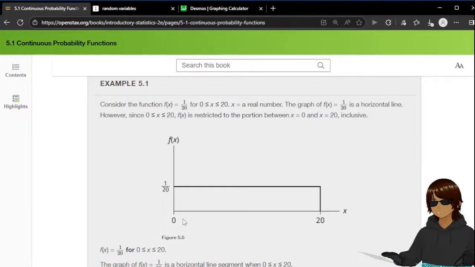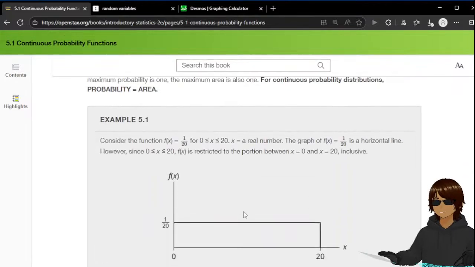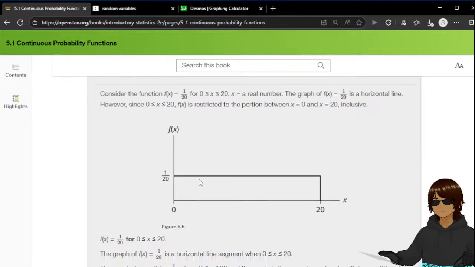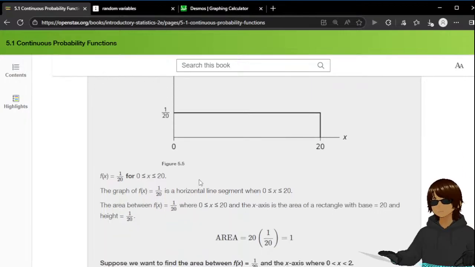So we have a continuous function. The probability is the area under the graph. For a continuous function, it's just one rectangular box, right? There's no curve, just one horizontal line.